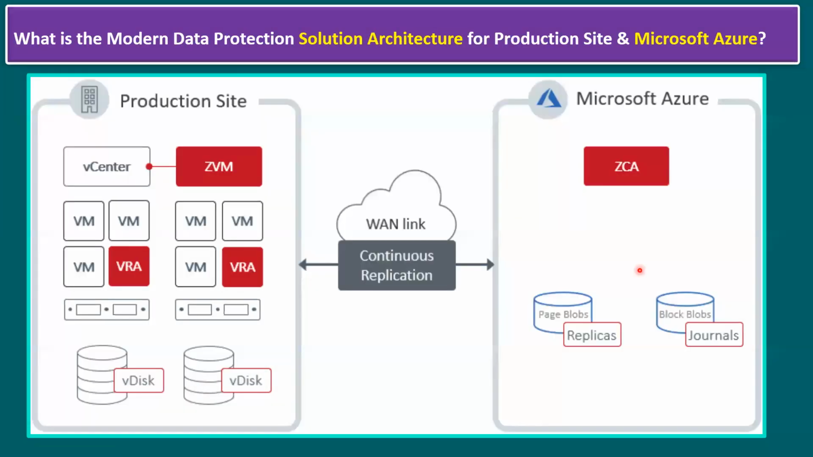And similarly, another scenario: what is a modern data protection solution architecture for a production site and Microsoft Azure, directly to the cloud location? Even this scenario is supported, but the only thing is we use a Zerto cloud appliance. The Zerto cloud appliance is needed on the Azure side, while the Zerto Virtual Manager is needed on the production site. And we always have a virtual replication appliance. It will help continuously replicate to the Azure cloud. The only thing is it will be stored on page blob storage. We require block blobs or page blobs to store the replicas and journals.